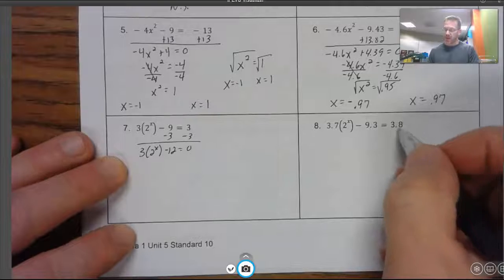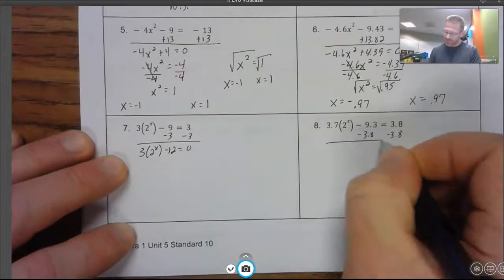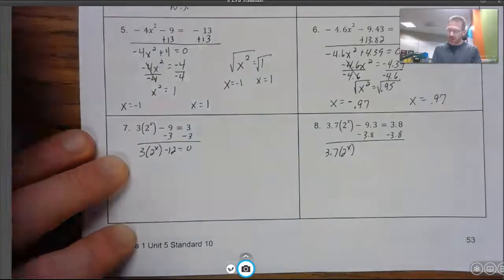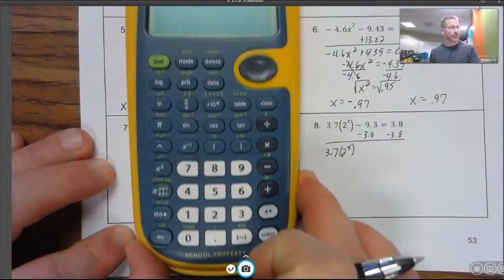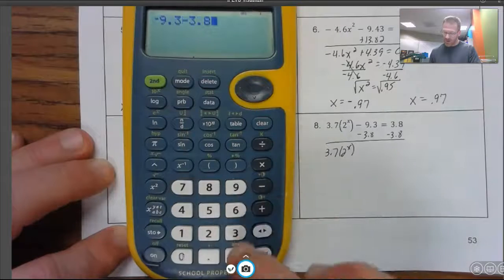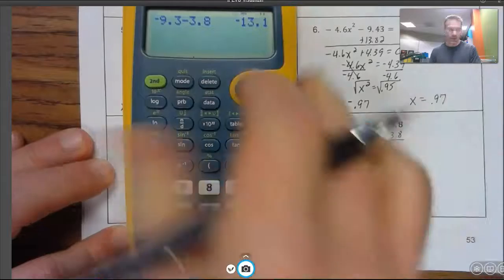All right, positive 3.8, so I'm going to subtract 3.8, subtract 3.8. Okay, so 3.7 times 2 to the x. All right, grab my calculator here. All right, so negative 9.3 minus 3.8 is negative 13.1 is equal to 0.